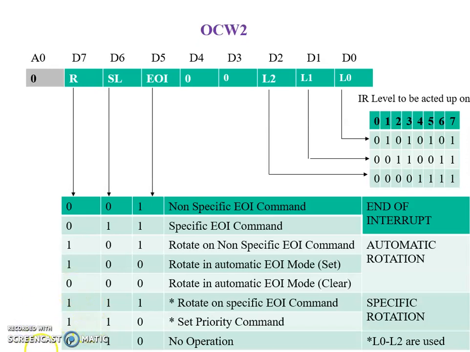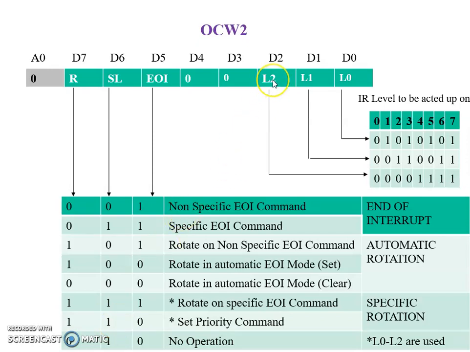In the next case, R is 1, SL is 1 and EOI is 0. So if EOI is 0 it means automatic EOI. And what is automatic EOI? In this case, no command is necessary at the end of the interrupt subroutine program. During the second INT pulse, the corresponding ISR bit automatically clears. But in this case, rotation is 1 and SL is 1, which means we can set the lowest priority interrupt.